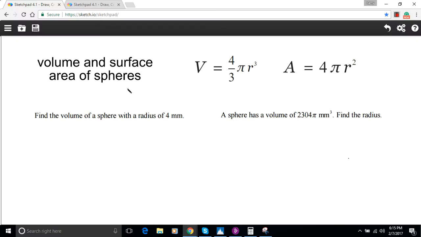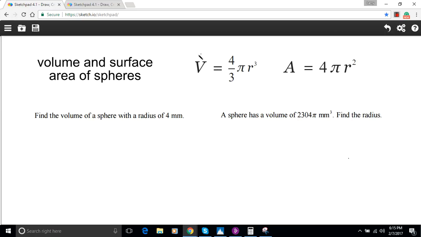In these problems, we are calculating the volumes and the surface areas of spheres. And we've got our formulas right here. If you don't know these formulas off the top of your head, if you don't have them memorized, just look them up. They're on the internet, easy to find.